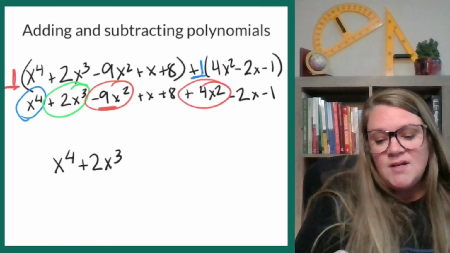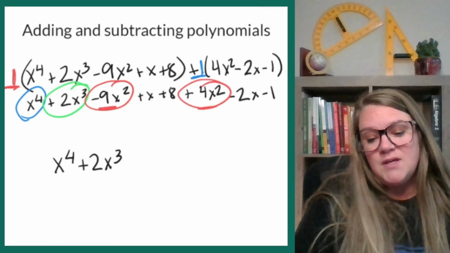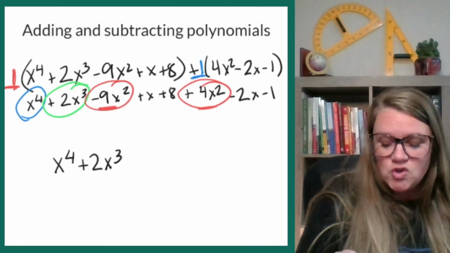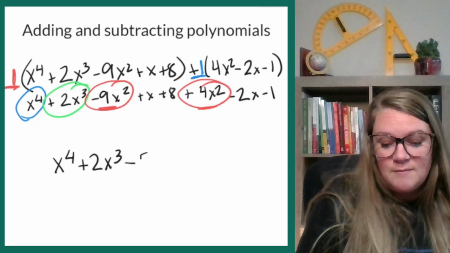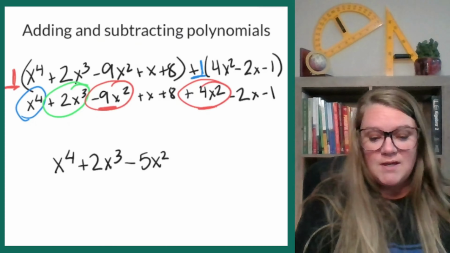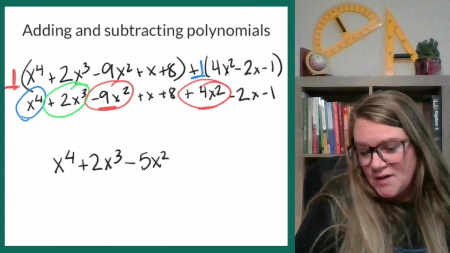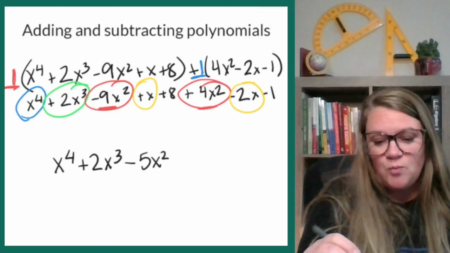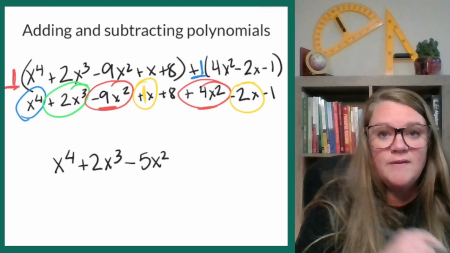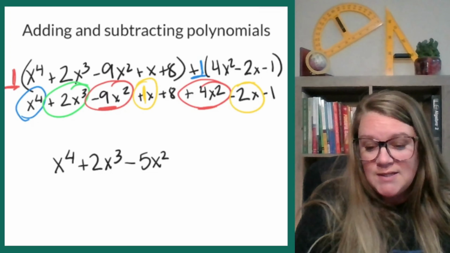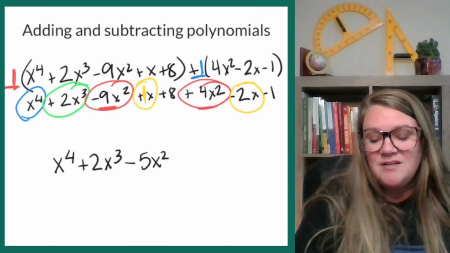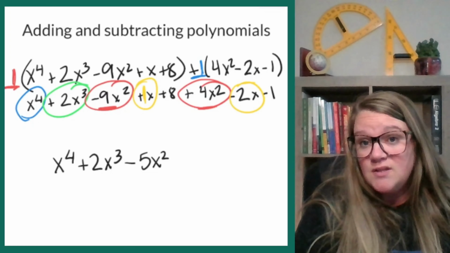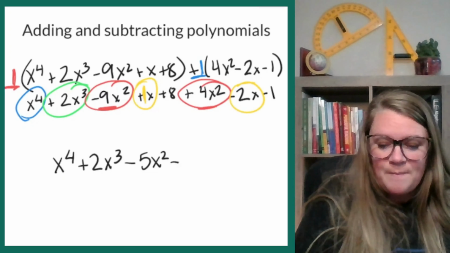Here we have negative 9. Here we have positive 4. That's going to give me a negative 5x to the second power, so that's going to be my next term, minus 5x to the second power. Let's find our plain x terms. We have a positive, and if we want to, we can write that little 1 in there. We have a positive 1 and a negative 2. That's going to give us a negative 1x, which I'm just going to leave as negative x.